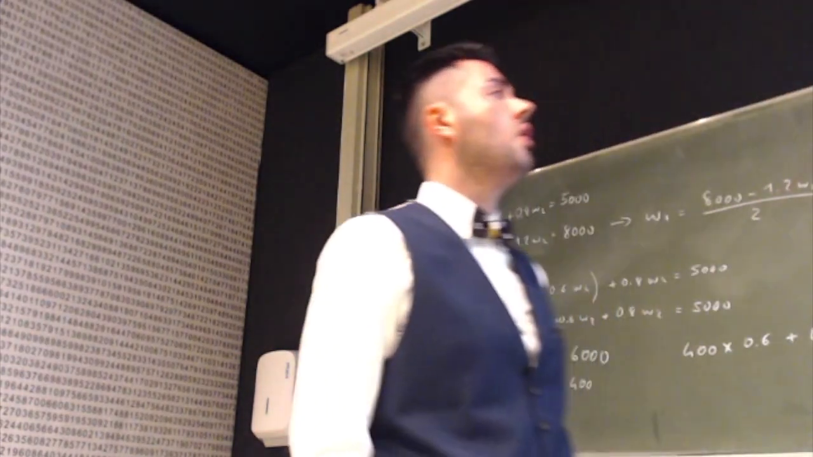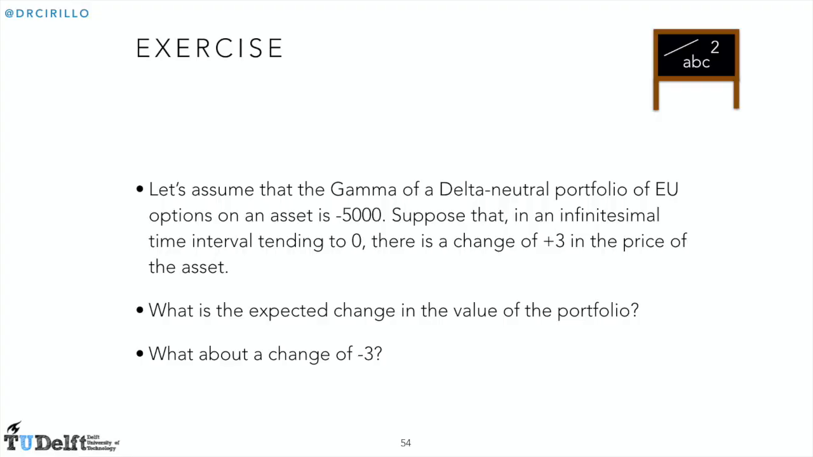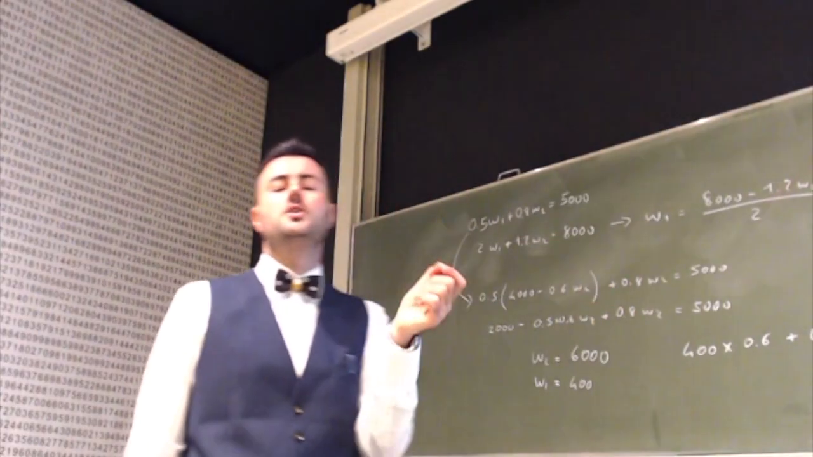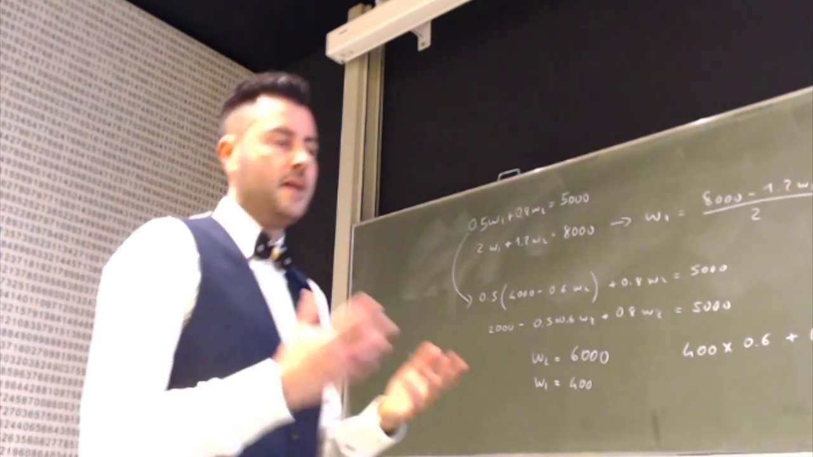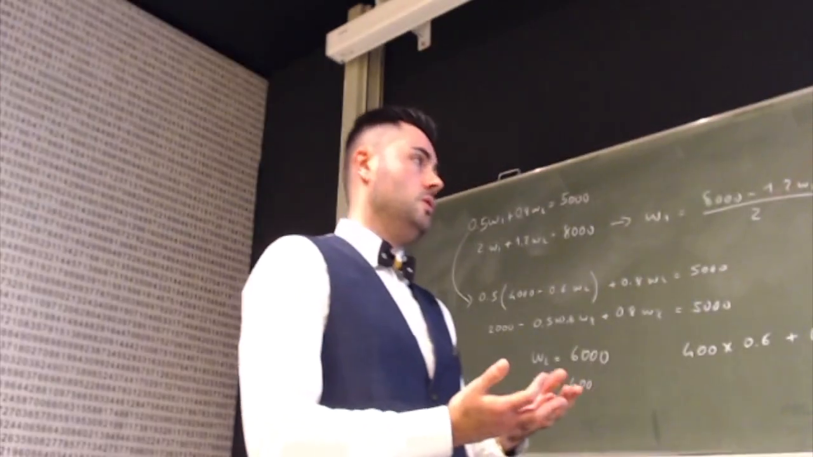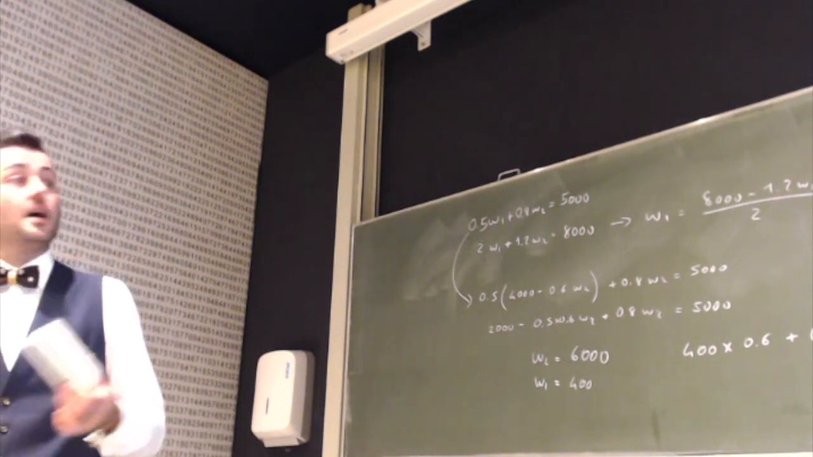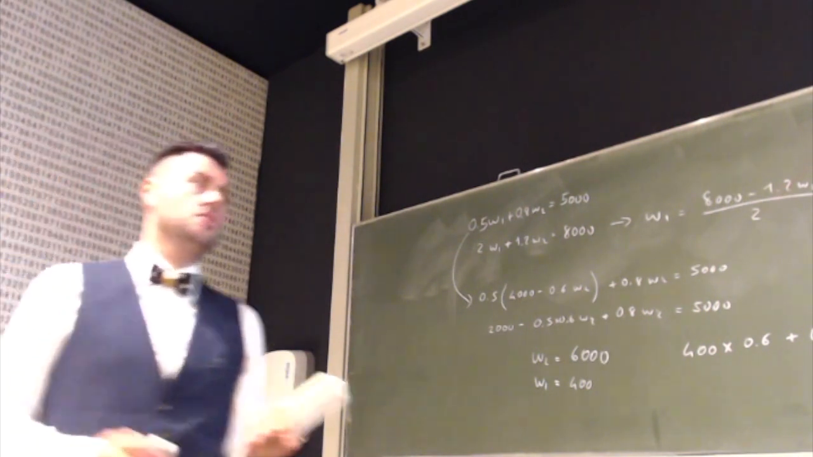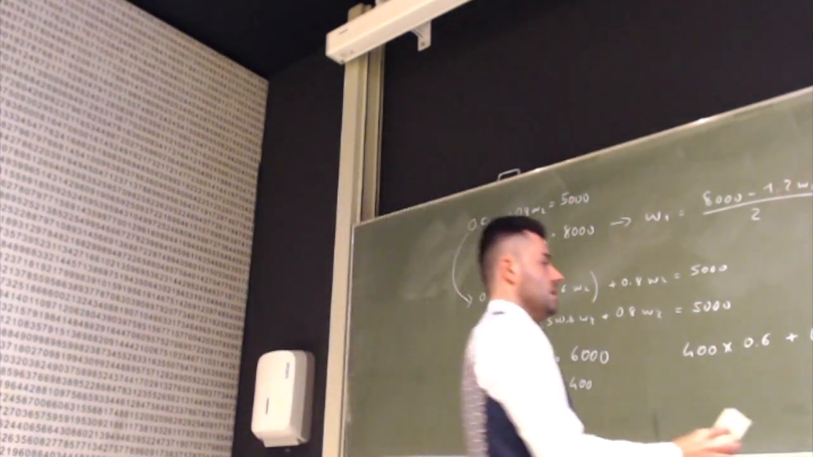Imagine that I have a gamma and delta neutral portfolio of European options on an asset, and this gamma is minus 5,000. Suppose that in an infinitesimal time interval tending to 0, there is a change of 3 in the price of the asset. I want to have a measure of the change in the portfolio. And the question is, what happens if there is a plus 3 increase in the price, but also, the second question, if there is a minus 3 change in the price?